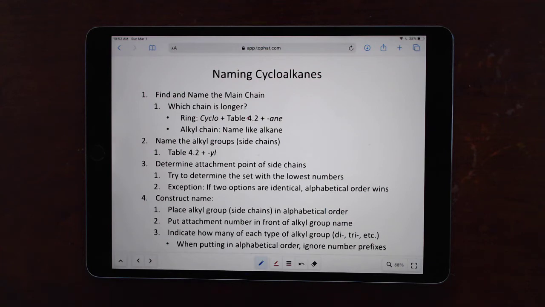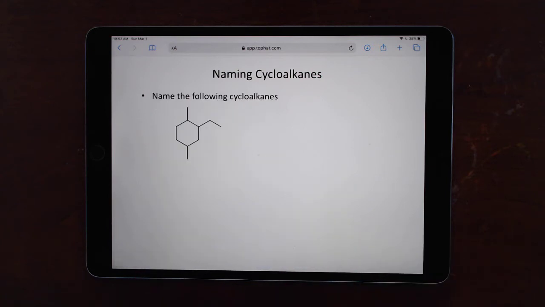So you pick the lowest number set. The exception is if there are two identical number sets, or identical ways that you can do the numbering, and there's no other way to break the tie. So there's two number sets, and there's no way to get an even smaller number set. Then you say the first side chain alphabetically gets the number 1. They just had to make a rule, and that's what it ends up being. Then you construct the name as normal, as you would for any other alkane.